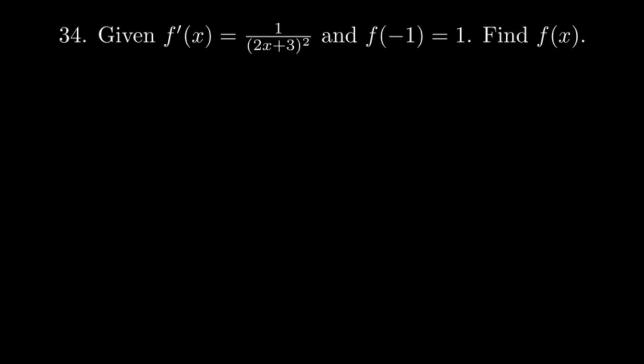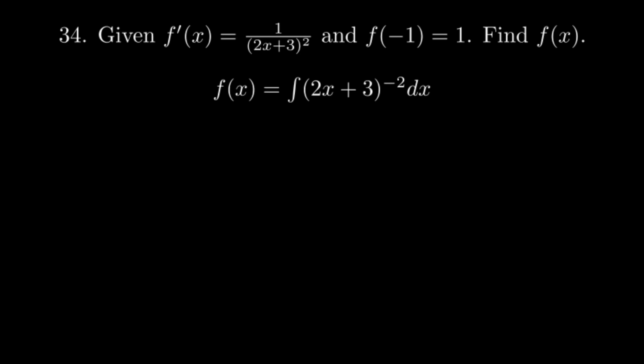For question 34, we are given f'(x) equals 1 over (2x plus 3) squared, and that the graph of y equals f(x) passes through the point (-1, 1). We need to find the expression for f(x). First, we integrate f'(x) to find f(x).